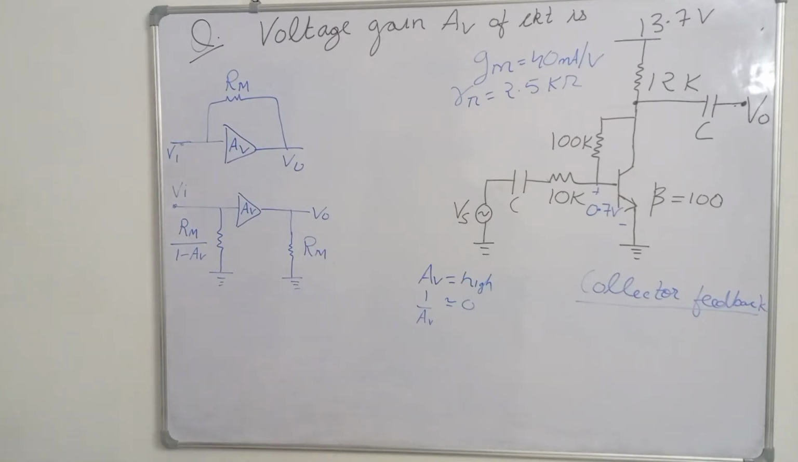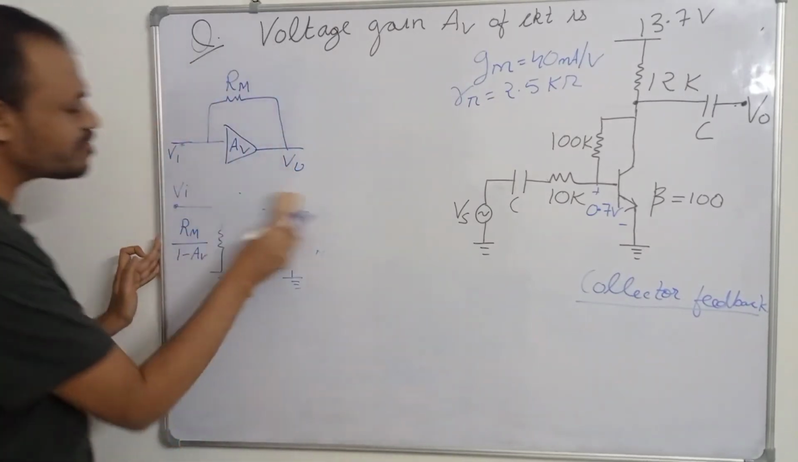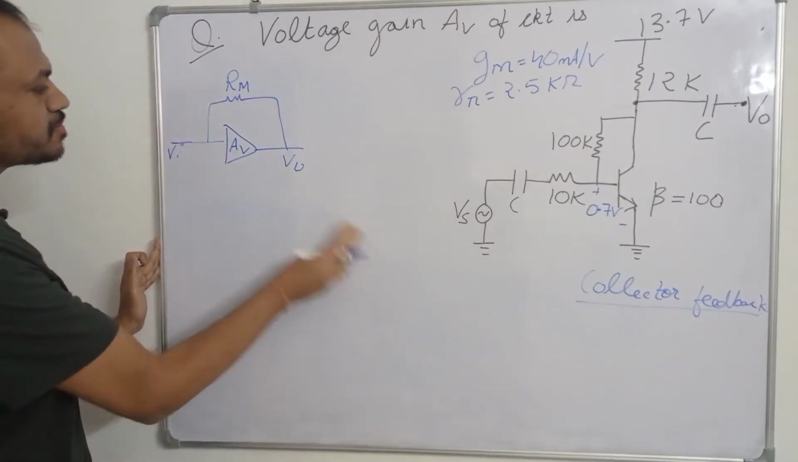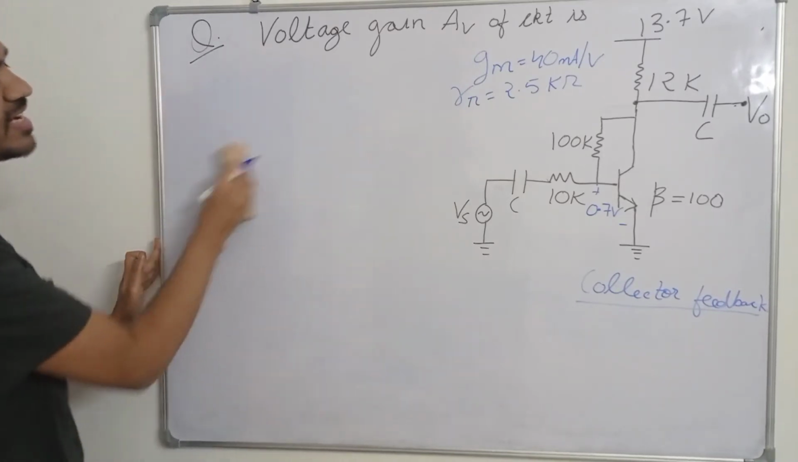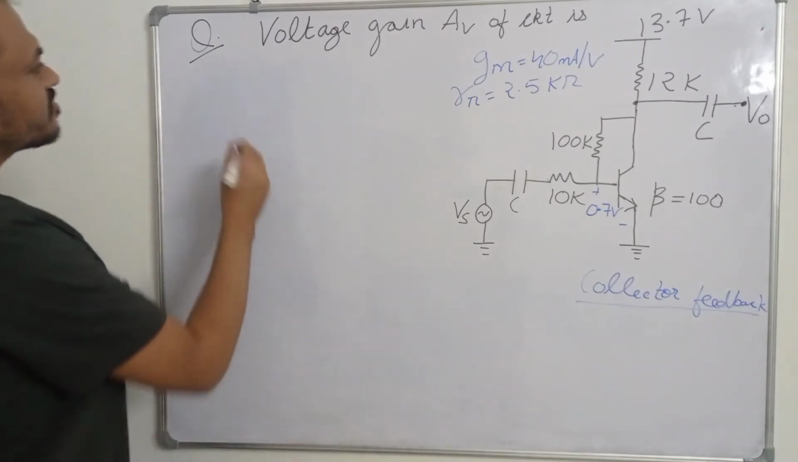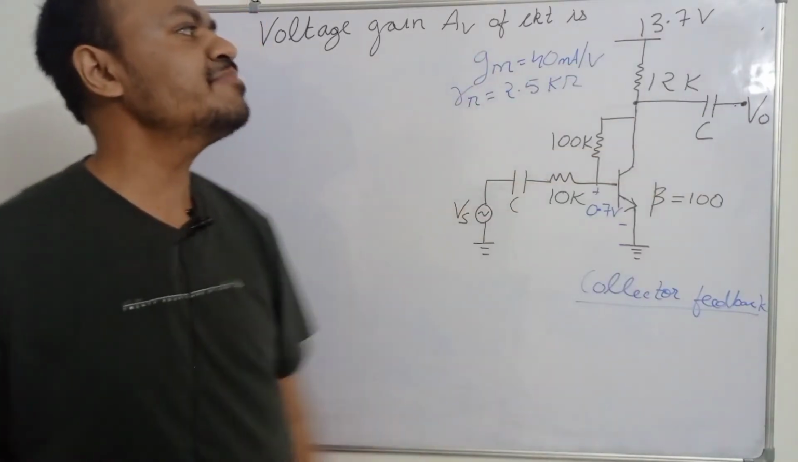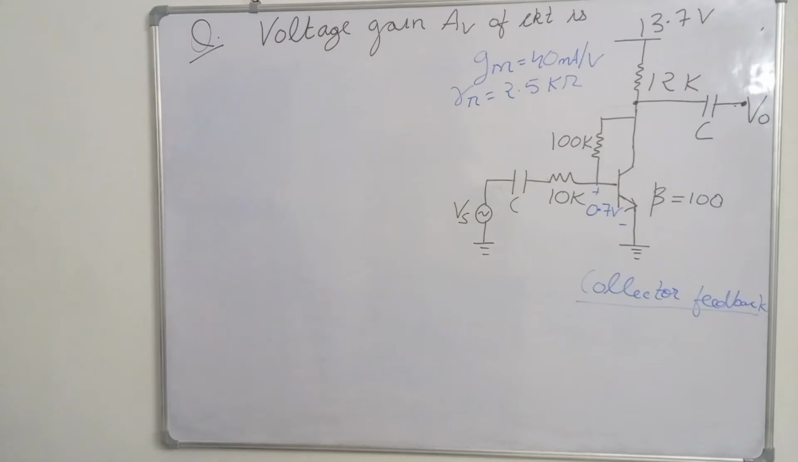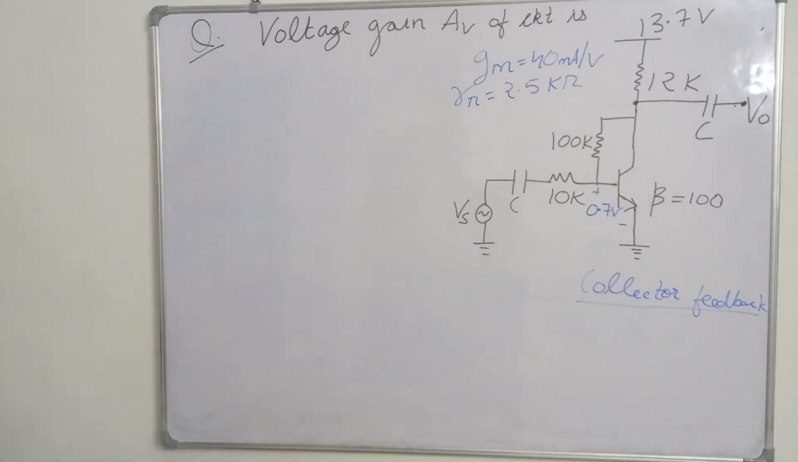Okay, so now we will perform the AC analysis. For AC analysis, we will have to draw the AC equivalent circuit. When we draw the AC equivalent circuit, we will ground the DC sources. So this 13.7 volt will be grounded, and we can draw the circuit like this.